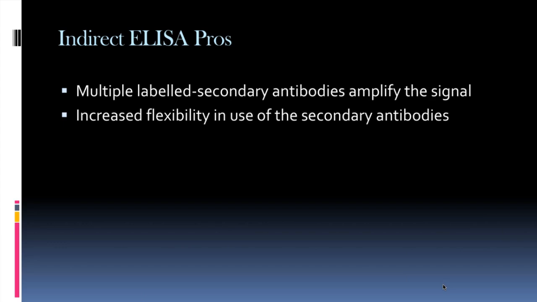So one of the pros of indirect ELISA is that you have multiple secondary antibodies that are able to amplify the signal. So this goes back to what we talked about with the direct ELISAs and antibody epitopes. Secondary antibodies are typically polyclonal instead of monoclonal. And so this means that they can bind to multiple spots on the primary antibody. And so you can have a cluster of secondary antibodies amplifying or giving off a signal for a single antigen, whereas you would only have one signal given off for a primary antibody.